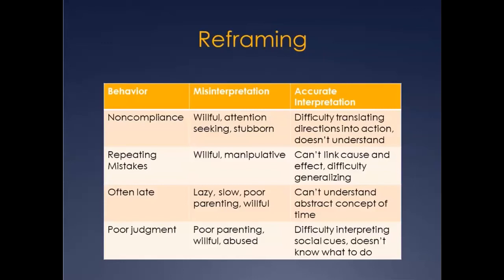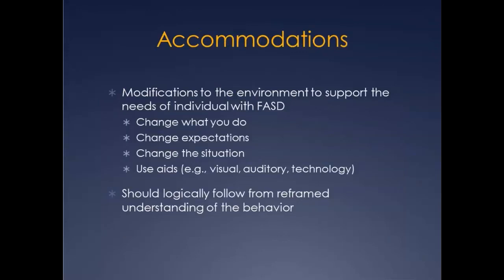But typically a more accurate or reframed interpretation is that there may be some underlying brain challenges going on, such as difficulty understanding what they're being asked to do, problems taking that information and translating it into an action, things like that. Once we are able to reframe, it can often help us use a different approach that's more matched to the person's individual needs. And it also often reduces our frustration with the individual and helps that person feel less frustrated too. So accommodations are typically modifications to the environment to support the needs of the individual. It helps create a better fit for the person in the environment.